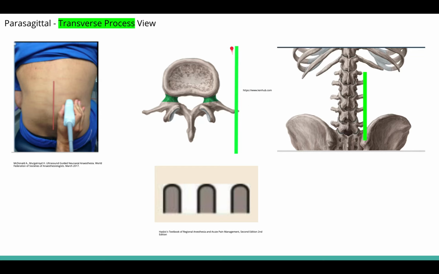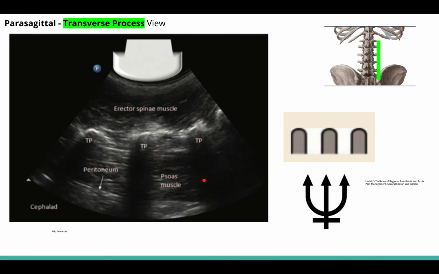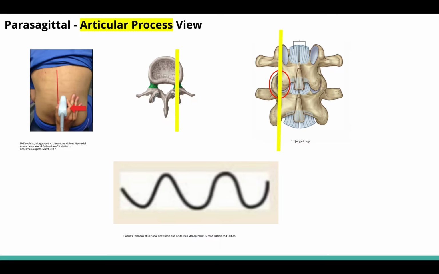So here we're looking at the transverse process, specifically multiple transverse processes in a row, and what that translates to in a 2D ultrasound image is this pattern right here, what we call a trident sign. So these hyperechoic structures, the transverse processes, together form a trident sign. This view is not super helpful, but it's still good to know so that you can know where you are.